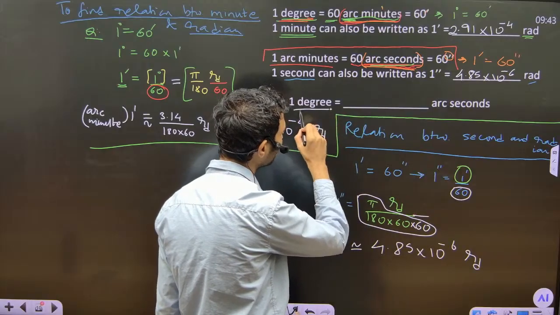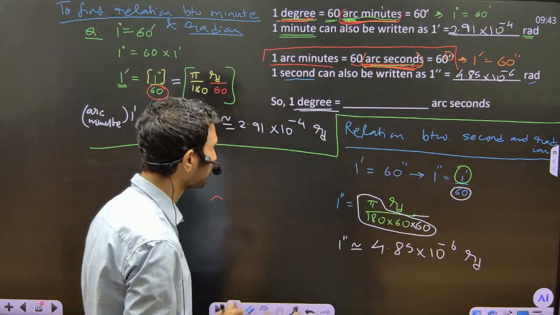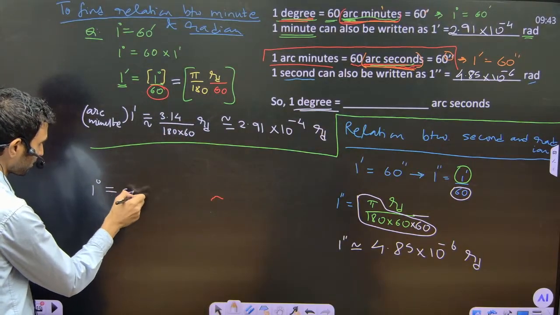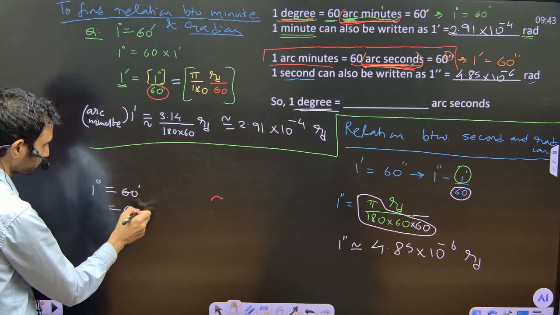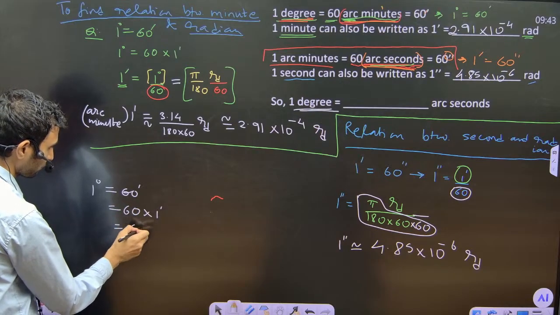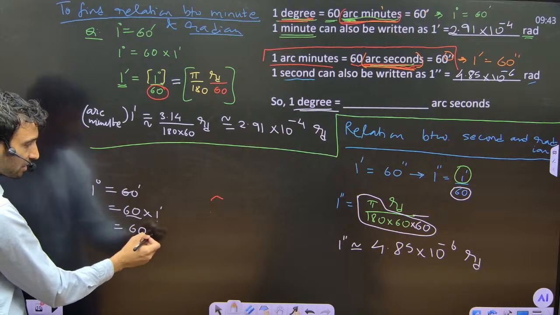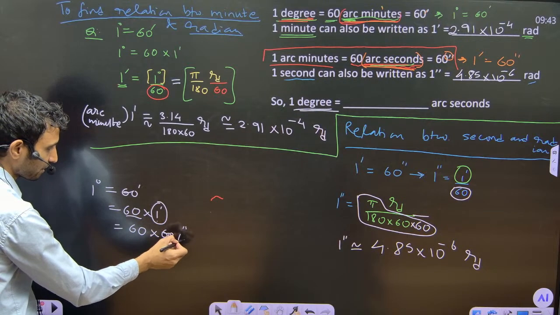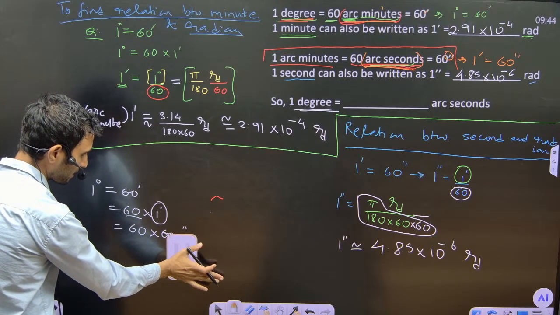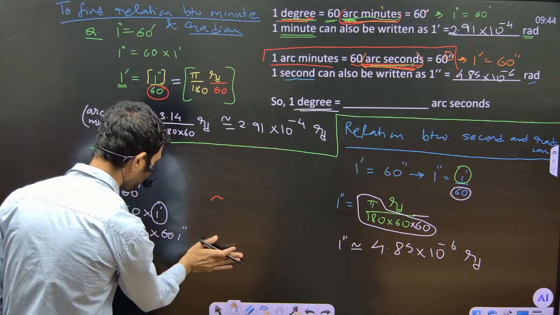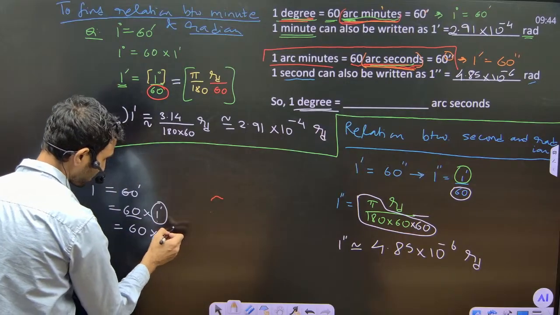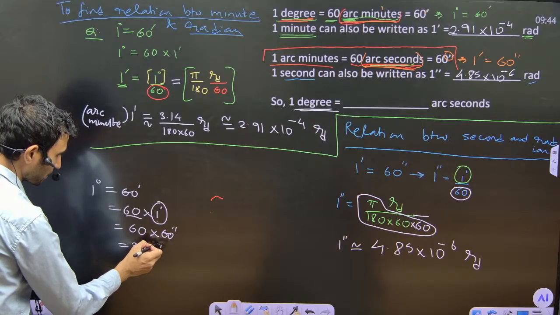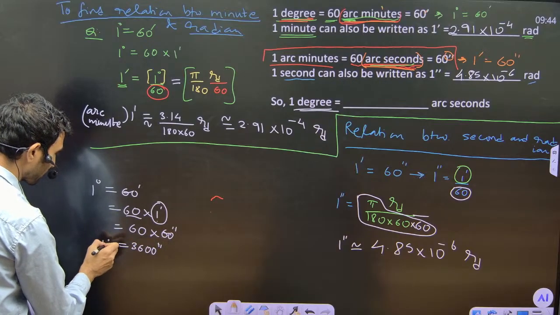And 1 degree is equal to how many seconds? That also you should be able to tell me now. So we know that 1 degree is equal to what? 60 minutes. Which can also be written as 60 into 1 minute. And 1 minute can be written as what, kids? Further as 60 seconds, right? So 60 into 60 seconds, and that should give me 3600 seconds. That's 1 degree.